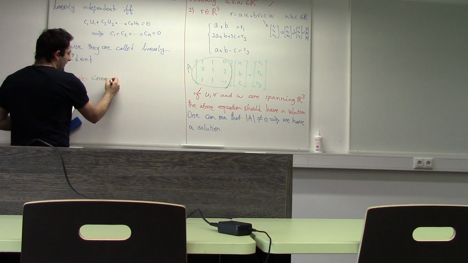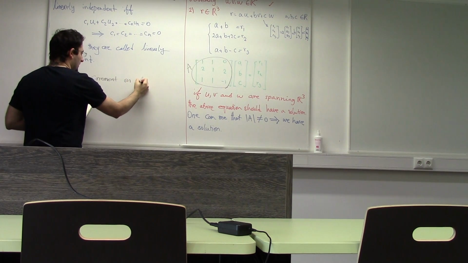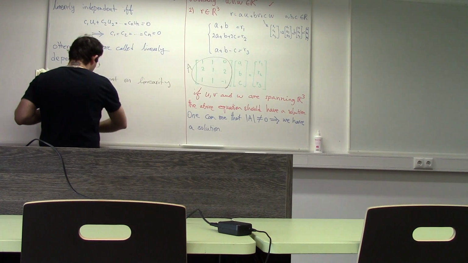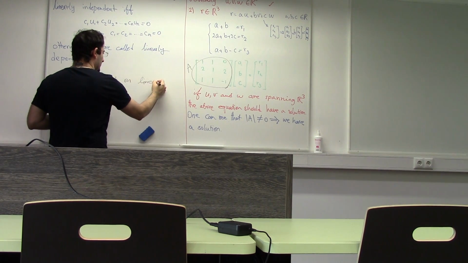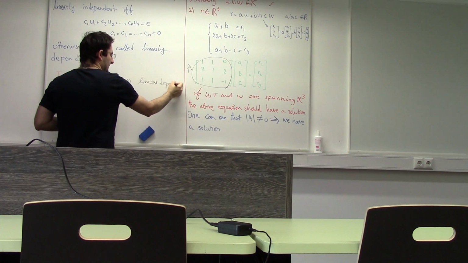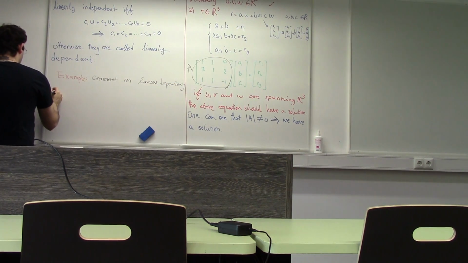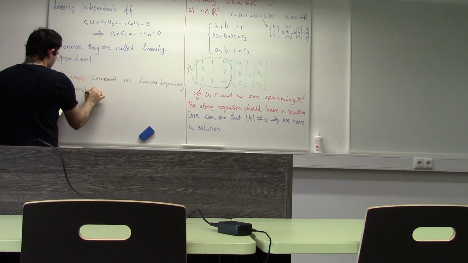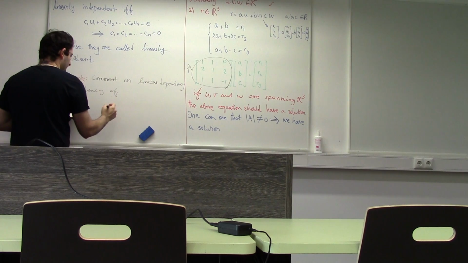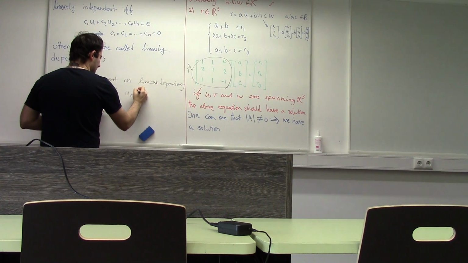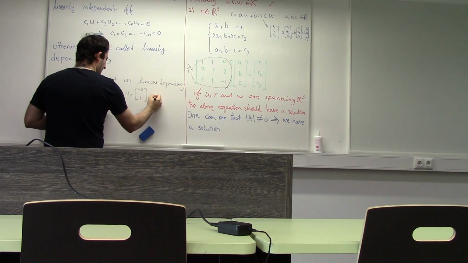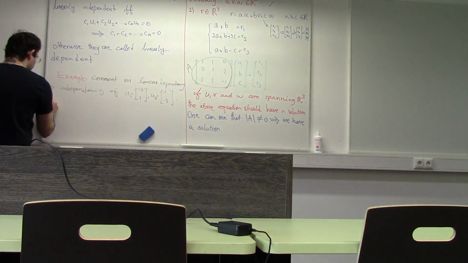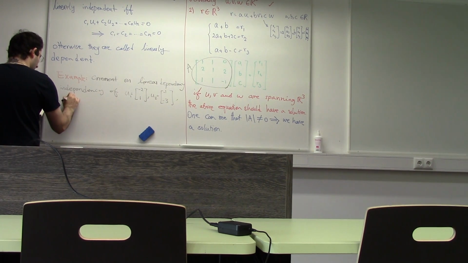Comment on linearity or linear dependency or independency of U1 is minus 2 and 1, U2 is minus 2 and minus 3, and U3 is 4 and minus 2.